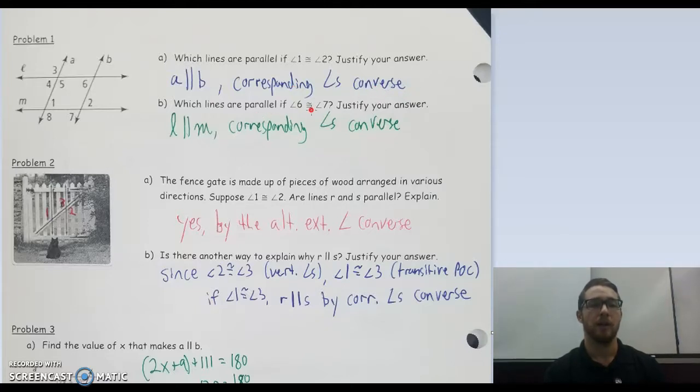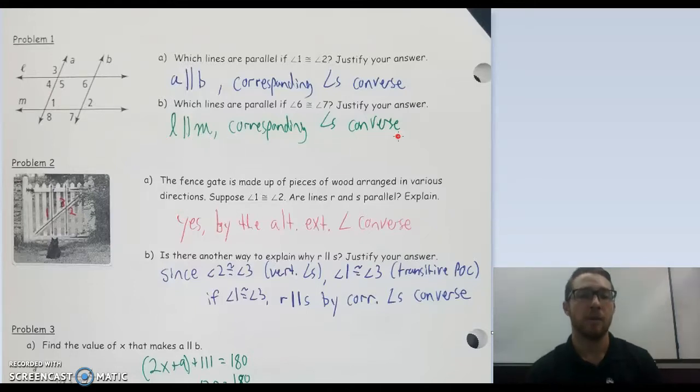So which lines are parallel if 6 is congruent to 7? So 6 and 7 being congruent, those also look like they're corresponding. So if corresponding angles are congruent, then these lines L and M would have to be parallel. So L is parallel to M by the corresponding angles, again, converse, because we're changing that statement to read backwards.